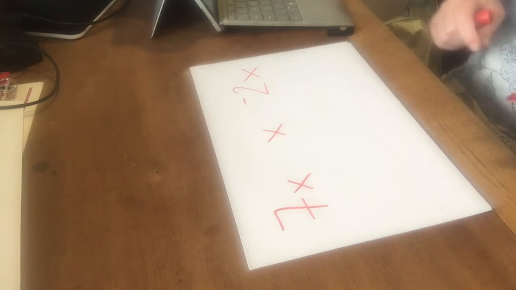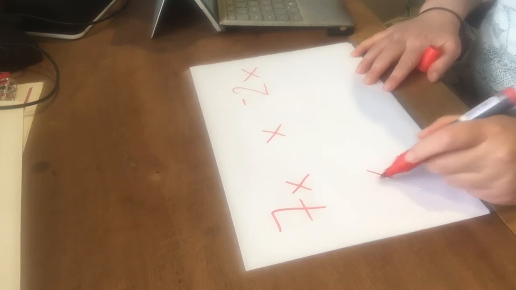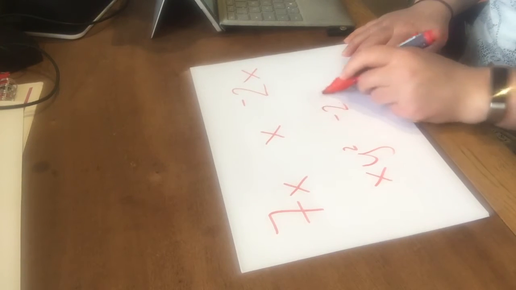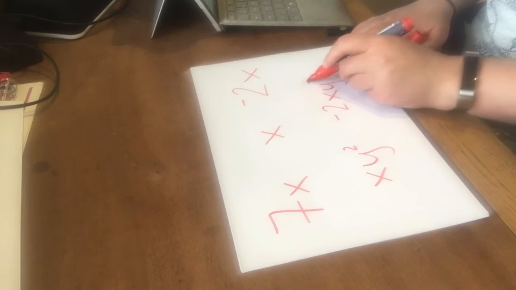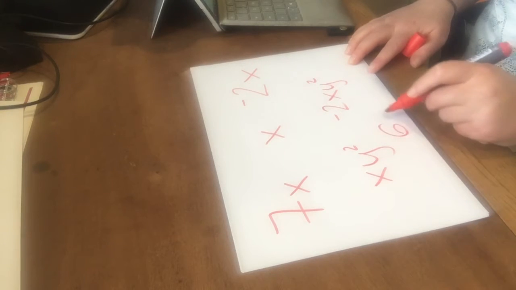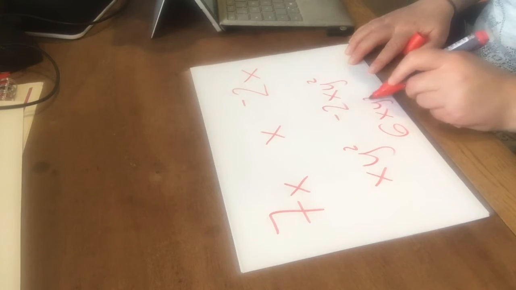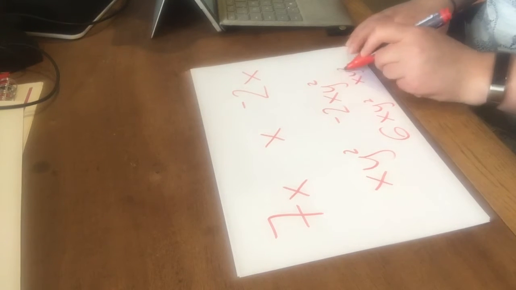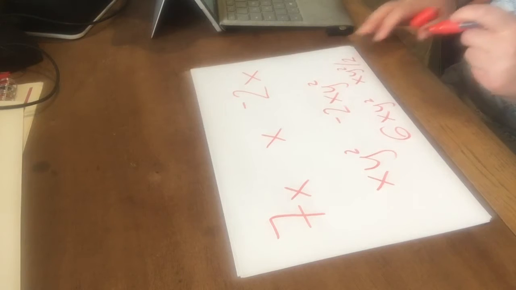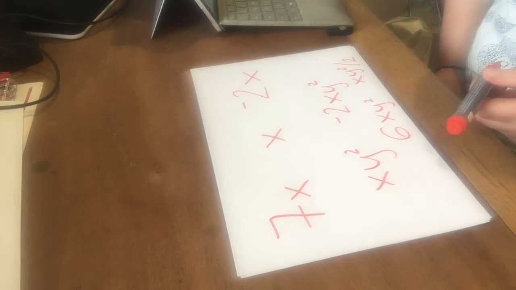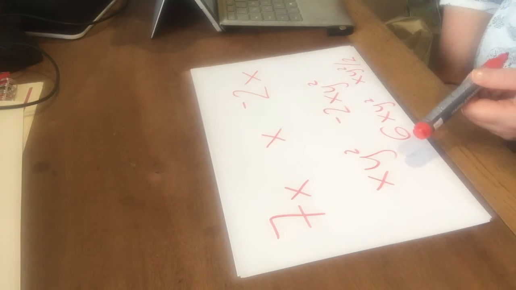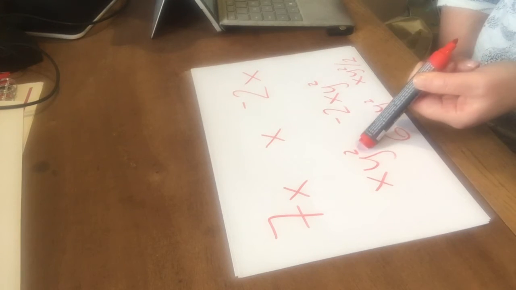Let me give you another example. xy squared, minus 2xy squared, 6xy squared, and xy squared divided by 2. Again, they are all like terms because the variables are all xy squared.